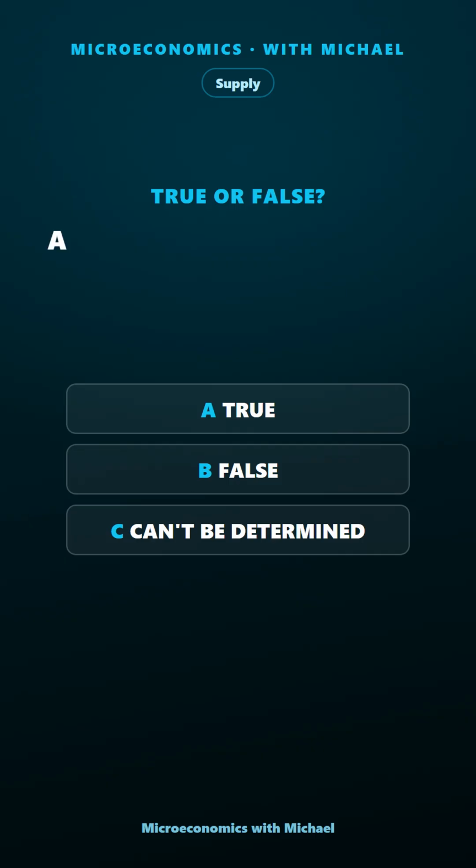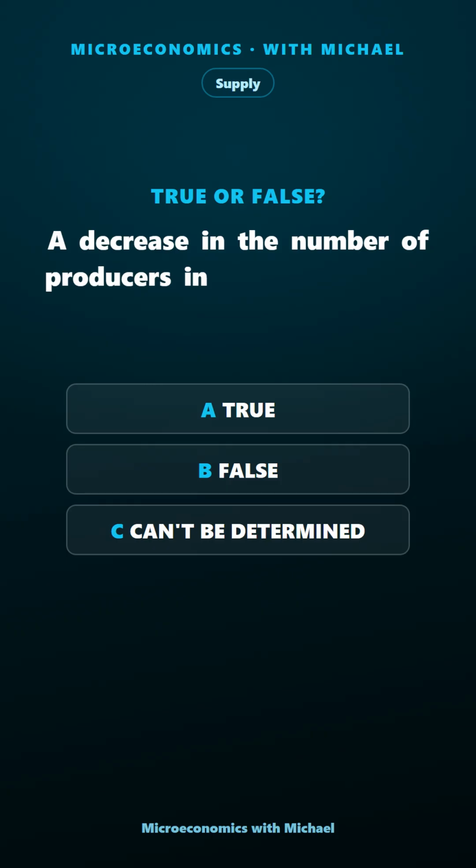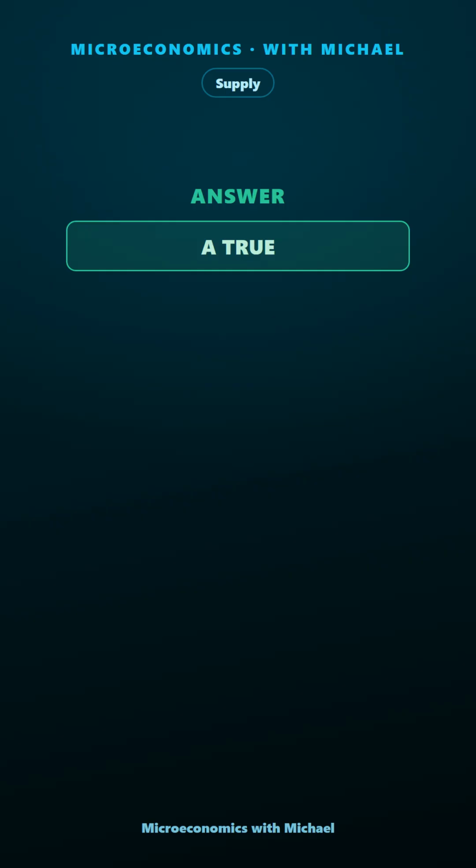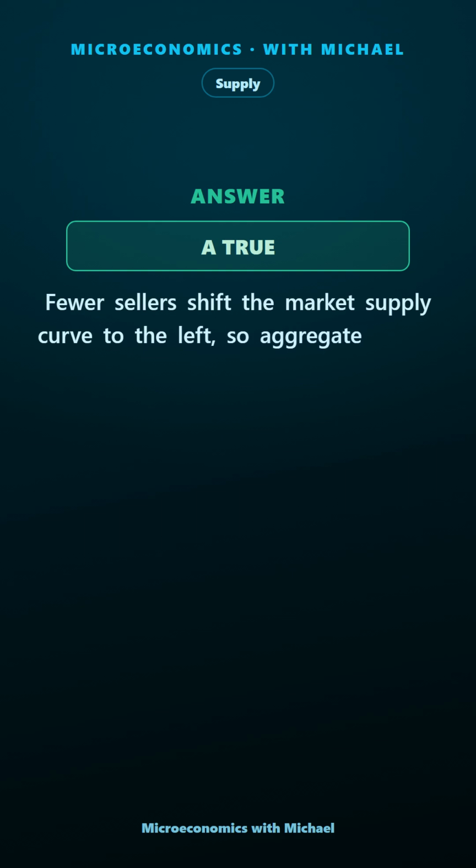A decrease in the number of producers in a market causes aggregate market supply to decrease. True, false, or can't be determined. The answer is true. Fewer sellers shift the market supply curve to the left, so aggregate supply falls.